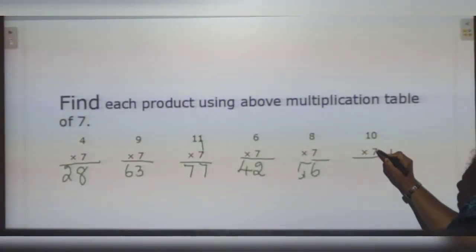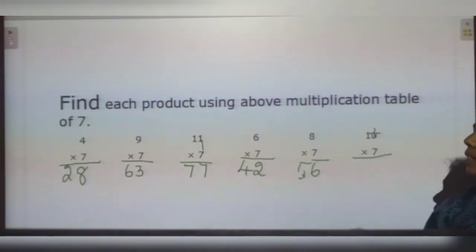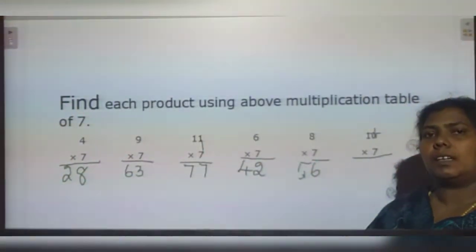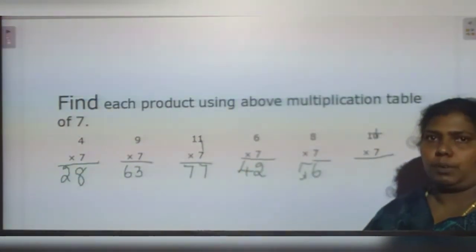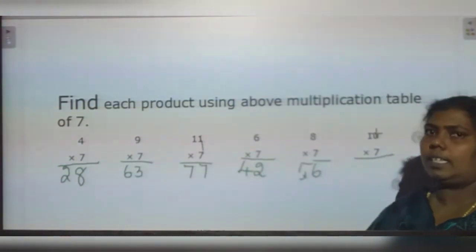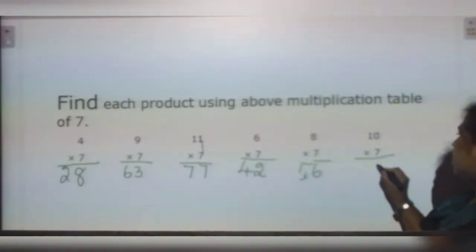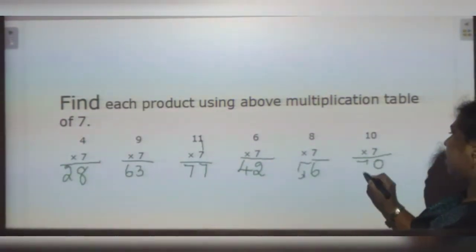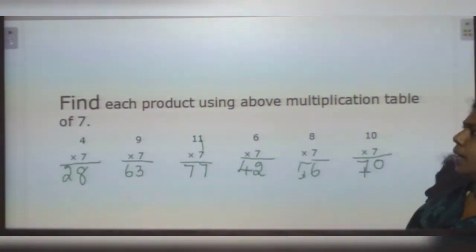Now first we are going to multiply 7 and 0. So 7 times 0. Any number multiplied by 0, what is the answer? The answer is 0. Right? 0 into any number, what is the answer? 0 only. 7 times 0 is 0. Then 7 times 1 is 7 only. Do you understand now?